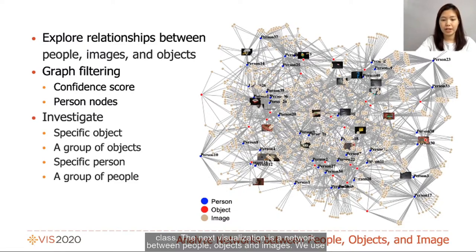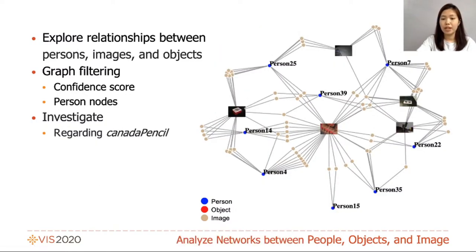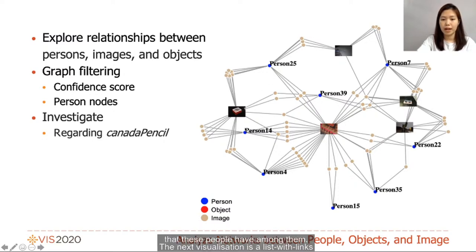The next visualization is a network between people, objects, and images. We use this to explore the relationships between them. For the complete network, it's really complicated, so we need graph filtering to simplify it. We can filter based on the confidence score or the person notes. This is an example of the filtered graph revolved around the Canada pencil. We can see that there are 8 people having the Canada pencil, and we can also see the mutual objects that these people have among them.